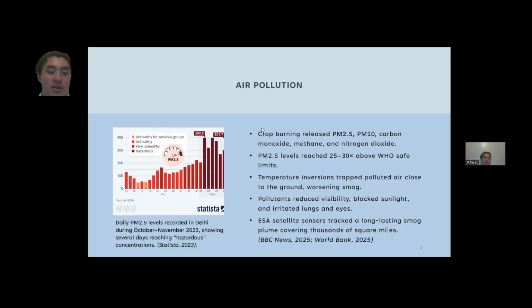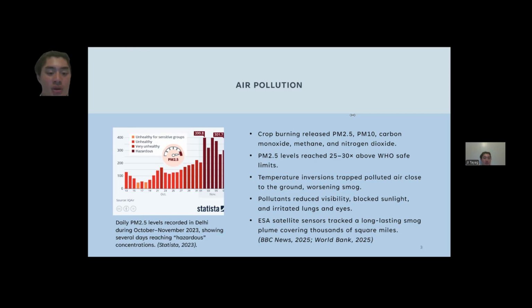Air pollution. This slide focuses on how the crisis connects to Module 8, air pollution. When the farmers burn crop residue, it releases many harmful pollutants, including PM 2.5, PM 10, carbon monoxide, methane, and nitrogen dioxide. These pollutants can penetrate deep into the lungs, especially PM 2.5. During this crisis, the levels were 25 to 30 times higher than the WHO safety limits.